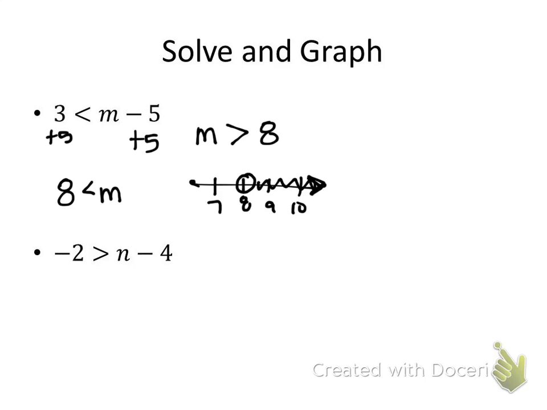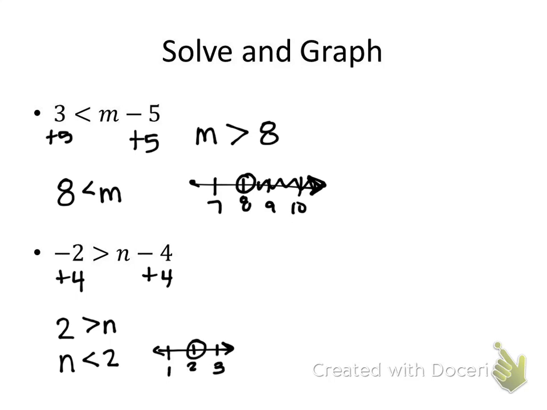Okay, let's do the same thing on this next one. I'm going to add 4 to both sides, and I get negative 2 plus 4 is 2. 2 is greater than n. Let's flip it around so it's easier to see. N and 2. Once I flip the numbers, I've also got to flip the sign. So n is less than 2. So I have 2, 1, 3, open circle, and it's less than, so I've got to go in the direction of the numbers that are going smaller than 2. Okay?